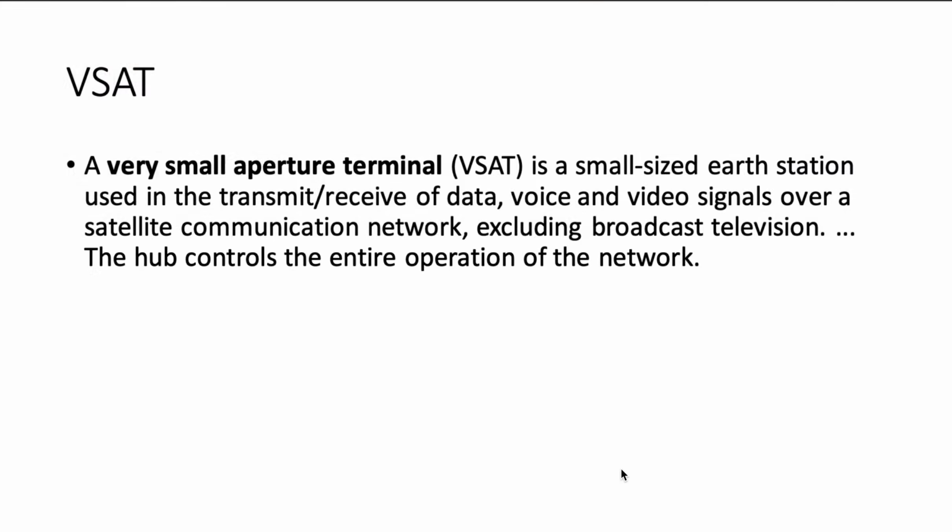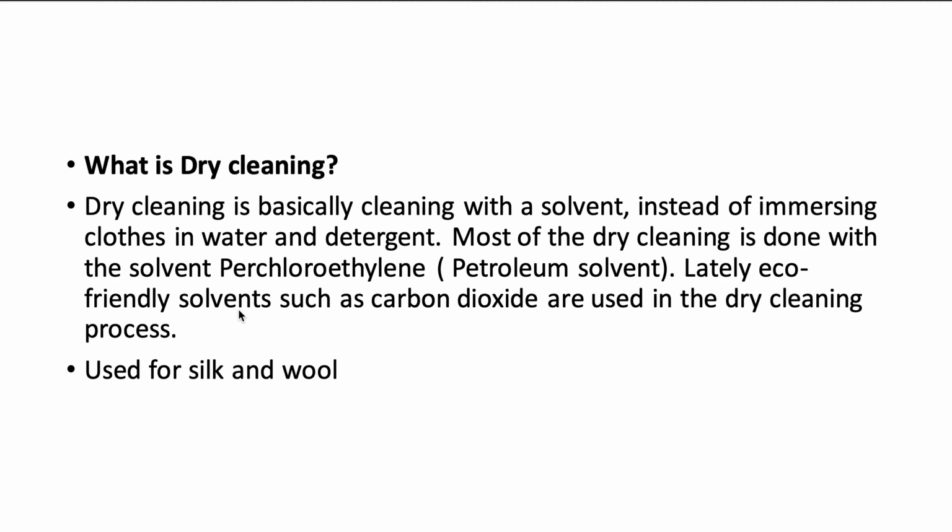What is VSAT? Very small aperture terminal. A small Earth station used to transmit or receive data, voice or video signals over the satellite communication network, excluding broadcast television. The hub controls the entire operation of the network. What is dry cleaning? We don't use water in that. Instead, we use petroleum solvent. That's it.